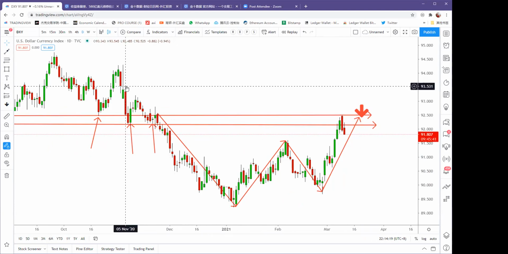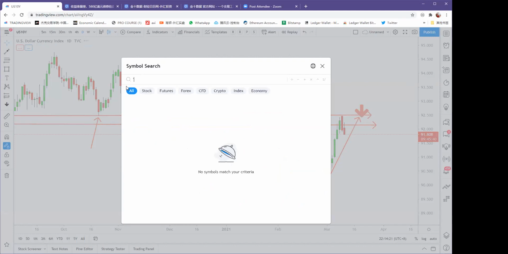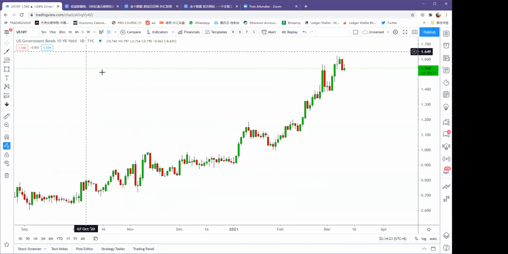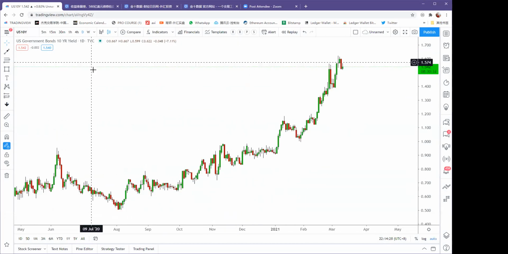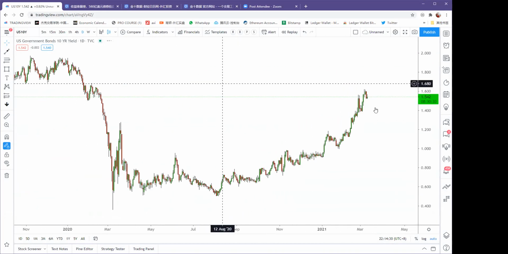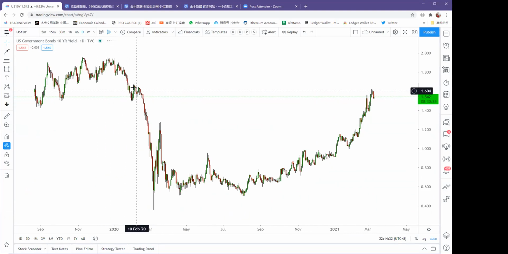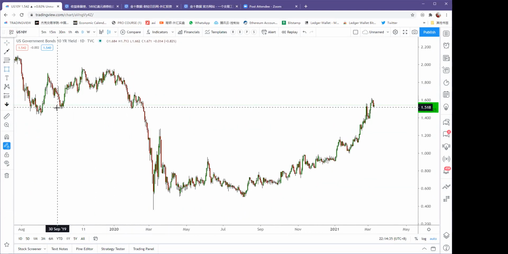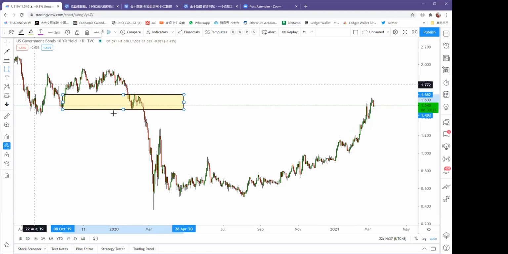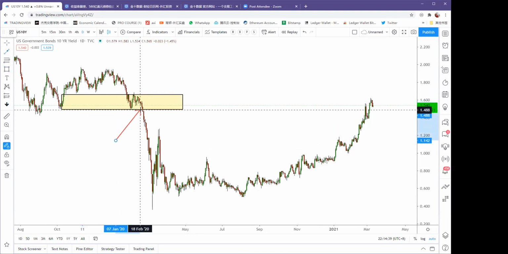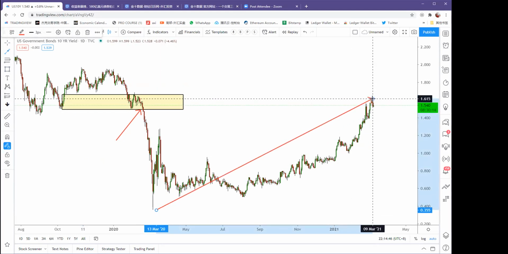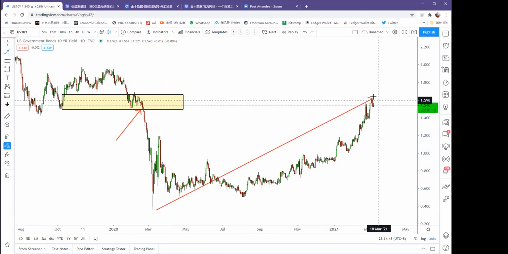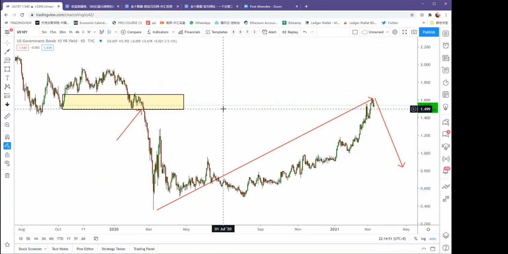In the meantime, if we check the 10 year yield, the US government bonds 10 year yield curve, it has come all the way back to the breakout place here. This is a breakout, this is a breakout, this is the zone before the breakout, and it rallied back to the same place.